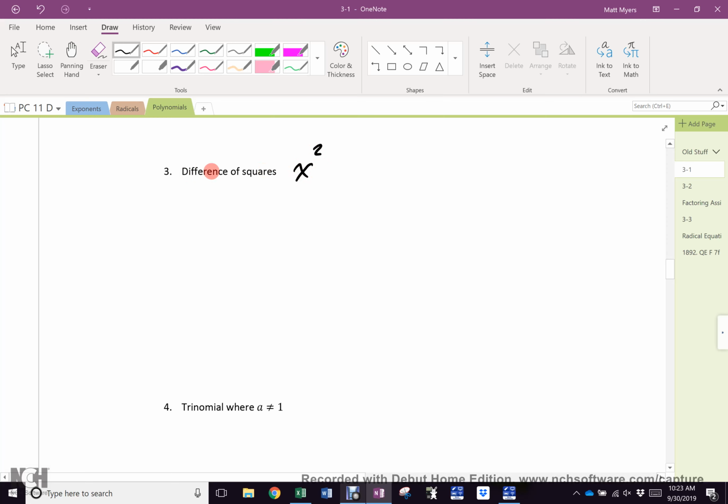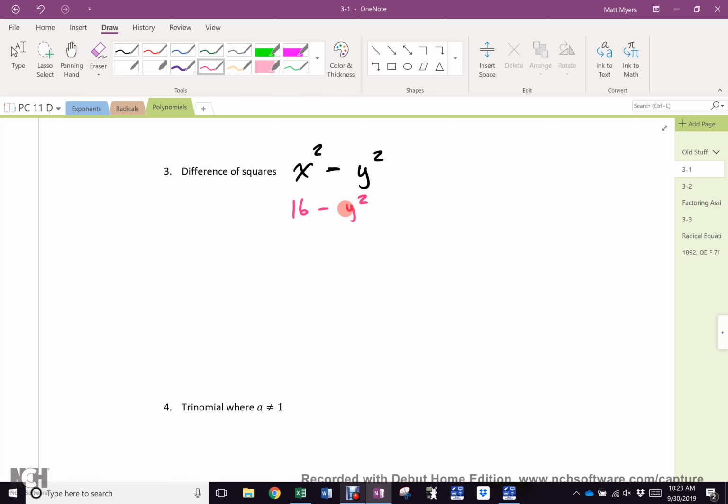What math is difference? Subtraction. Minus. Difference of squares. So what do I need here? It can't be x squared because x squared minus x squared is 0. Y squared. If I have this, I am doing difference of squares. Okay? Any form of this. So let me ask you, is 16 minus y squared a difference of squares? Yes or no?